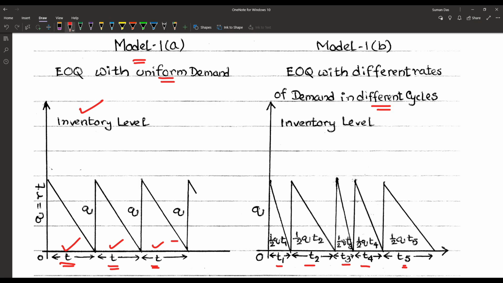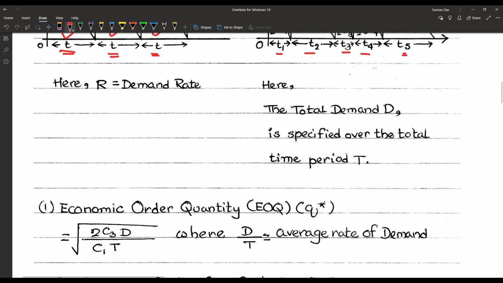In both models, we have the production rate infinite. But in the case of model 1A, the demand rate is uniform, whereas in model 1B, the demand rate is non-uniform. Here capital R is the demand rate, but the total demand we denote by capital D, and that is specified over the total time period, that is capital T.